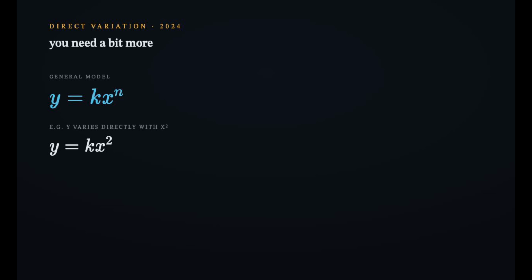If you are a 2024 student, you will need to know a bit more. The direct variation model looks like this. Still, whenever x increases, y will increase. But instead of y always varying directly with x, y varies directly with x to the power of n. Y equals k times x to the power of n. For example, if y varies directly with x squared, then y equals k times x squared.